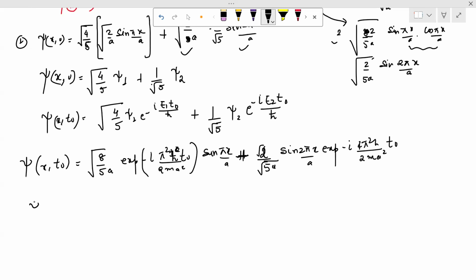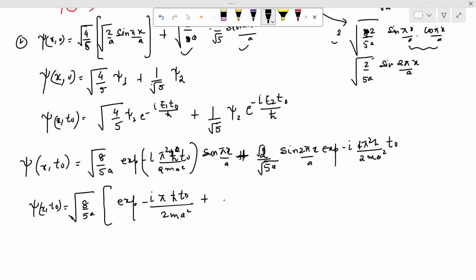And then you can obviously take something common out and write things in this fashion. Then I can do something like this. I can simply write root over 8 upon 5a, and then I can take things common out, and then it will be like this: e to the power minus iota pi h bar t naught upon 2m a square plus.